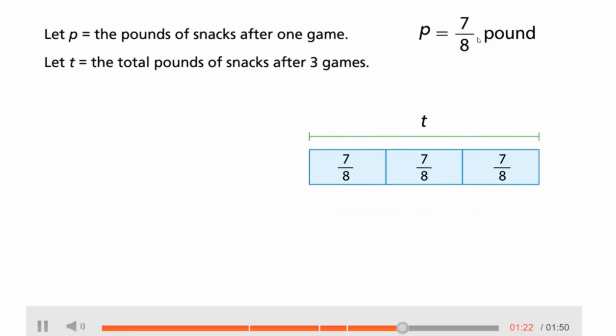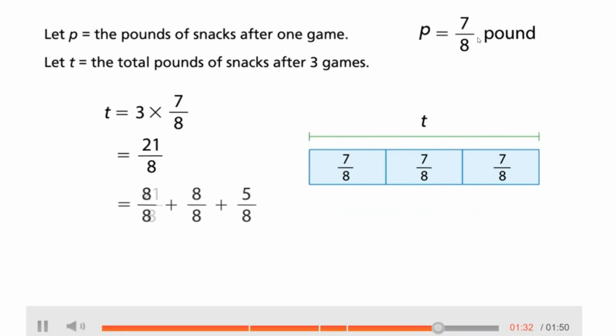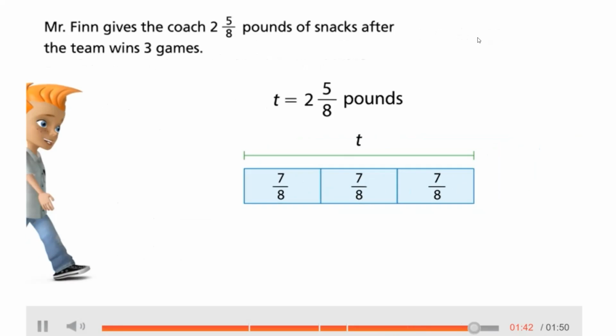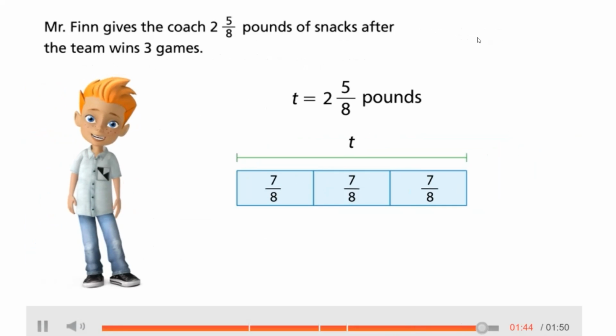Let T equal the total pounds of snacks after 3 games. T equals 3 times 7/8, which equals 21/8. Rename 21/8 as a mixed number. T equals 2 5/8 pounds. Mr. Finn gives the coach 2 5/8 pounds of snacks after the team wins 3 games.